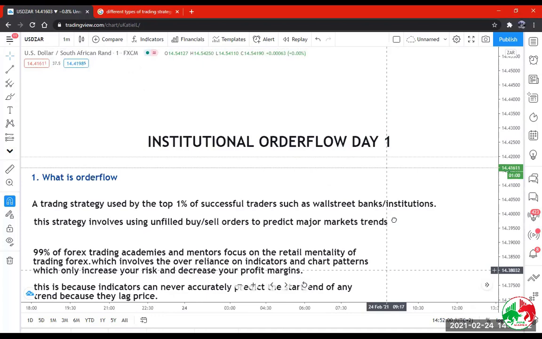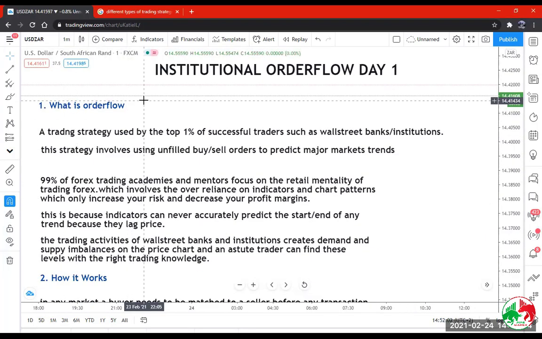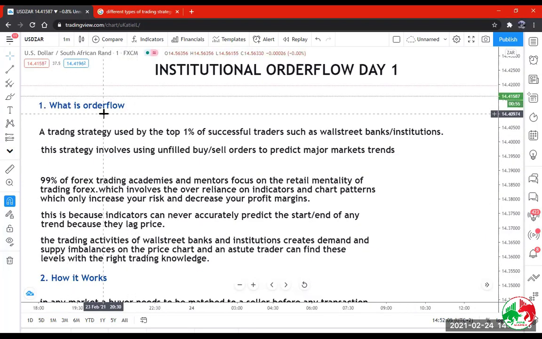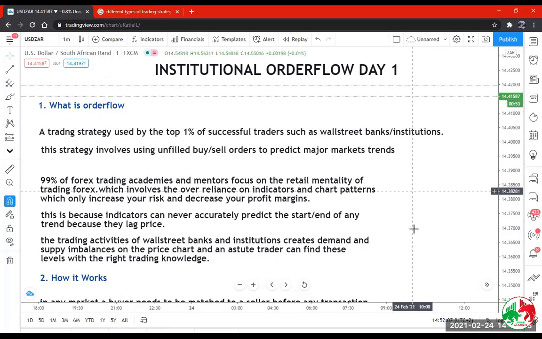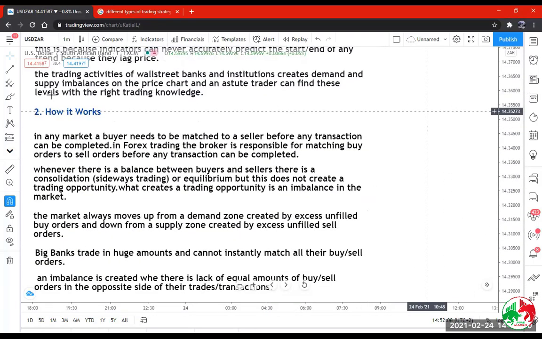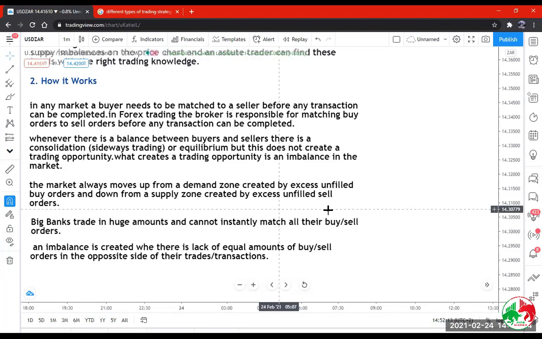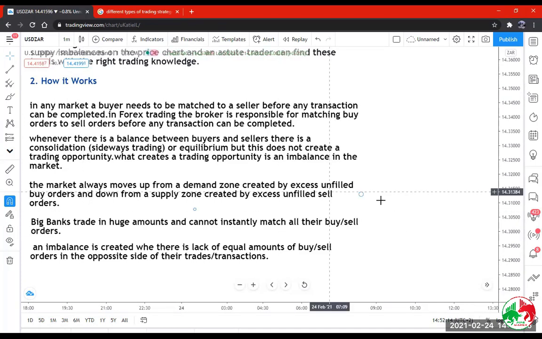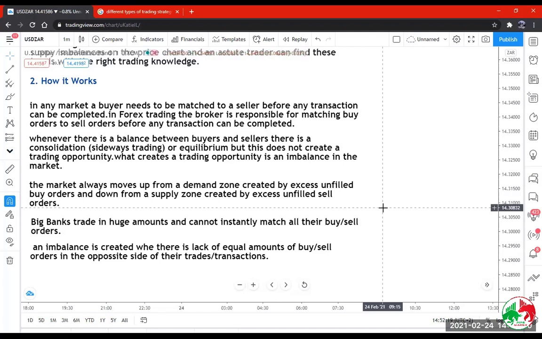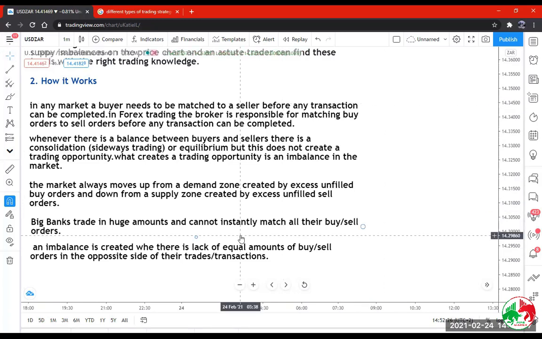So far we've covered Orderflow and what is Orderflow, and also I've covered how it actually works. So basically, this is what the first session is all about. I hope so far everything has been clear. Yeah, so far everything is clear. So on the next session, we will be dealing with.